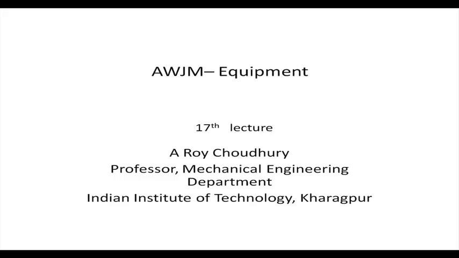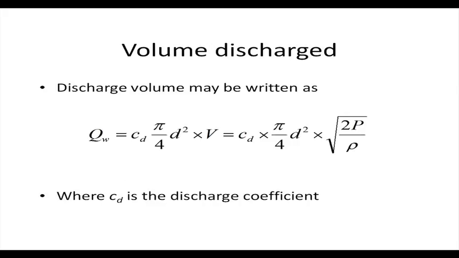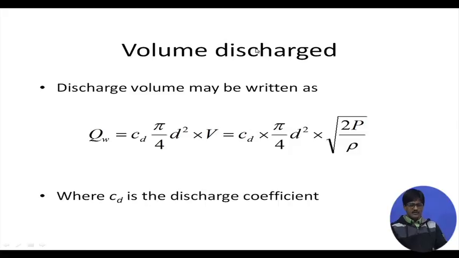So, in abrasive water jet machining we were discussing this part. This is very simple to understand. Once we have computed the velocity to be around 900 meters per second, if we multiply it with the cross section and the discharge coefficient, we will be getting the discharge volume: the volume of water coming out in 1 second.